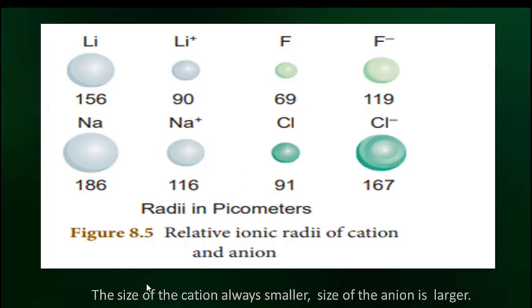So the size of the cation is always smaller, and the size of the anion is greater. Anion is larger, cation is smaller. The size of the cation is always smaller, the size of the anion is always larger.